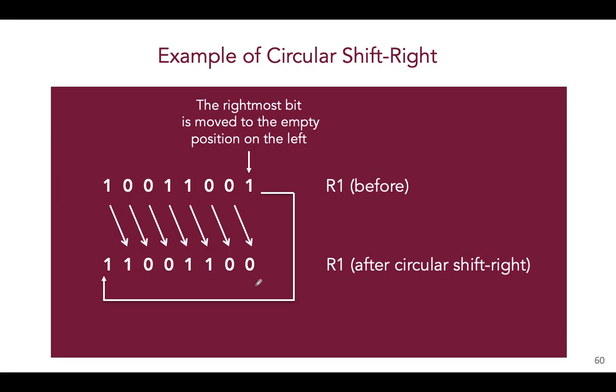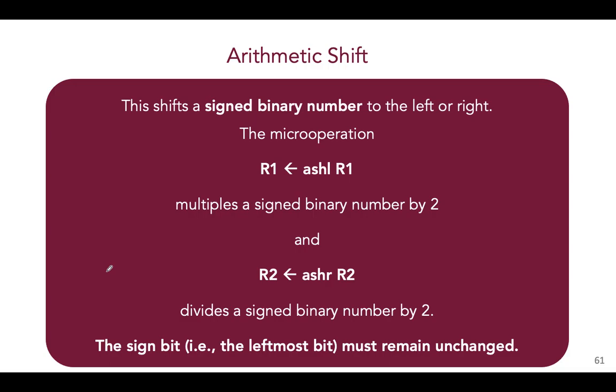Circular shift right is also the same way, right? This is the one that you were going to drop. This is the rightmost bit that you were going to drop. And instead of dropping it and putting a 0 here, you are simply repurposing it and putting it back here, right? Okay. Then we have arithmetic shift.